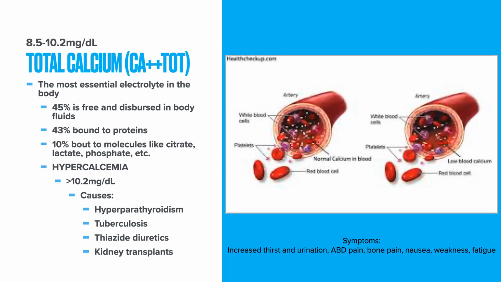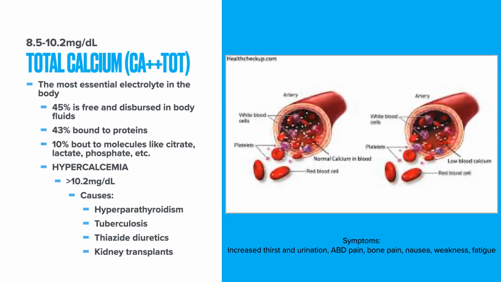And again, just like what we've talked about previously, this is broken down even further into smaller parts, right? 43% is bound to proteins so that it can travel. And then 10% is bound to molecules like citrate, lactate, phosphate, all those -ates. And then it's dispersed in those body fluids, binding to these types of things so that it can carry those.